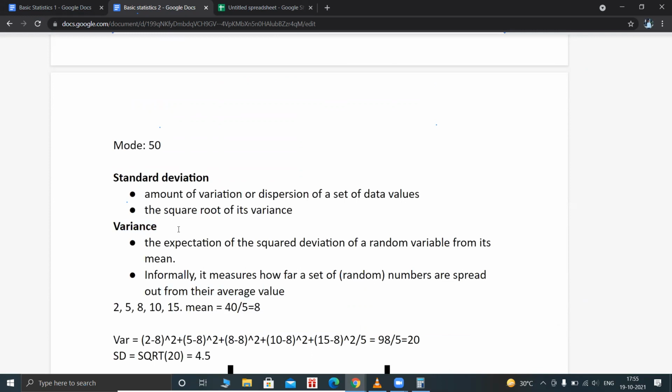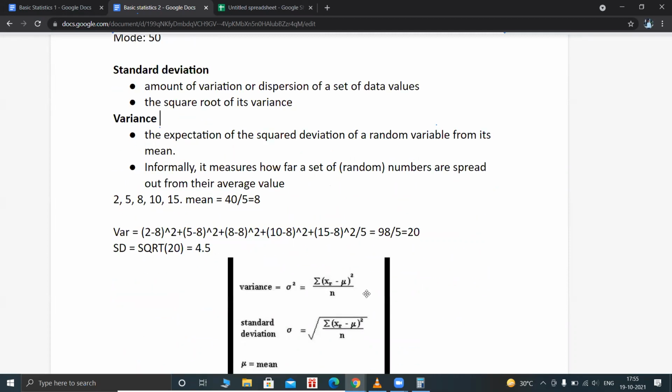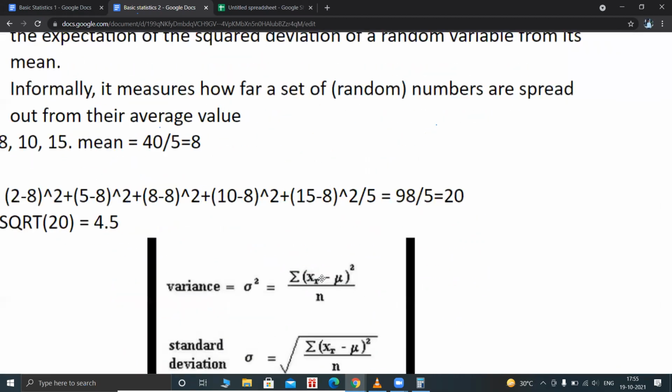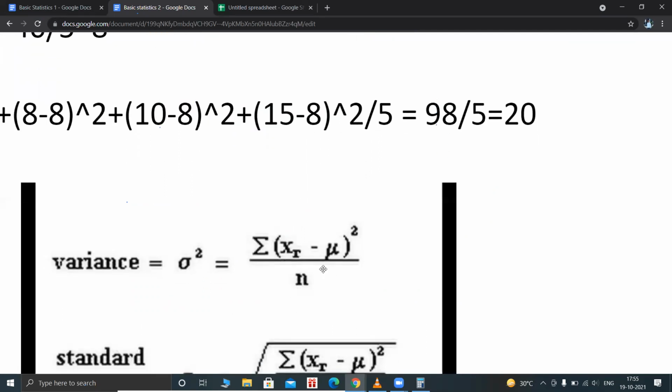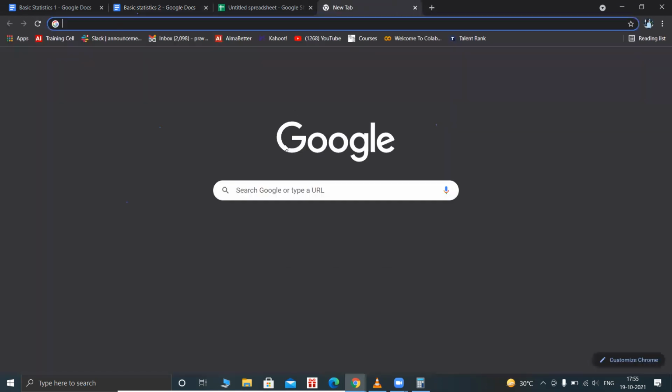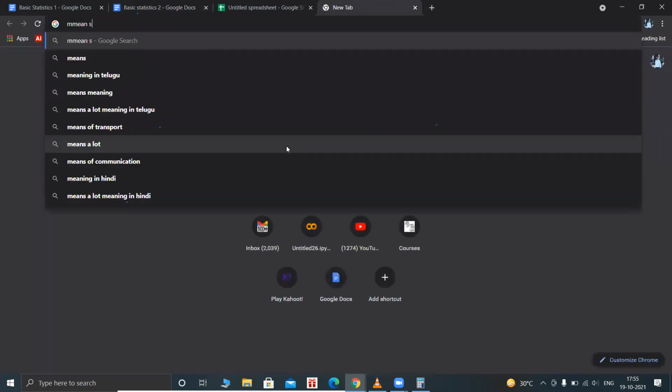So guys, what is the symbol for mean? The mean is this mu symbol. I hope everyone knows this particular symbol, mu. Does everyone know the mean, the mu symbol? This is the mathematical representation of mean.